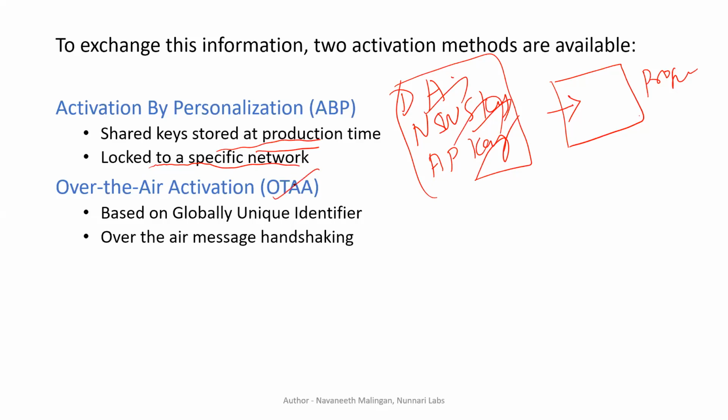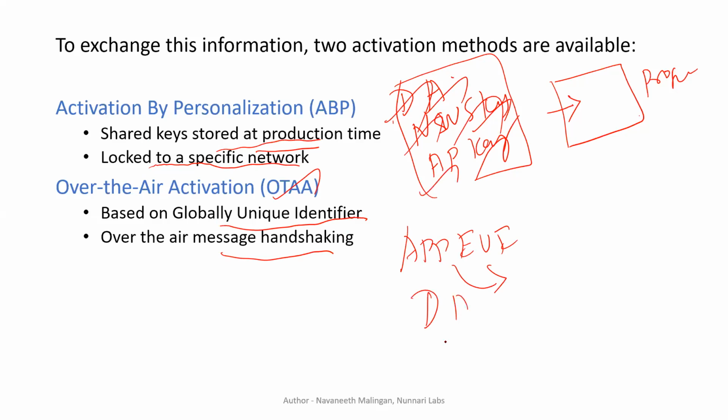Next is over-the-air activation. Here it is a global unique identifier. Here you only have the app UI, the application identifier, right? Once you give the app UI, the device address, network session key, and app session key will be generated over the air. So you only have to feed in this key alone, and based on the application, these three things will be generated on their own.